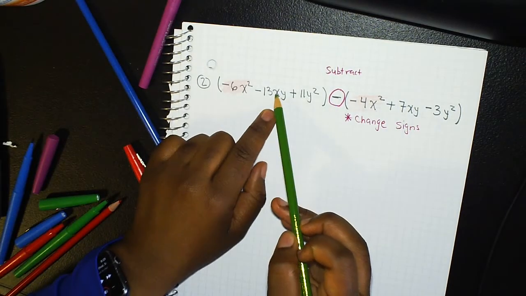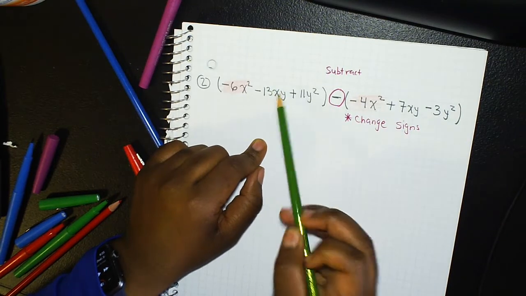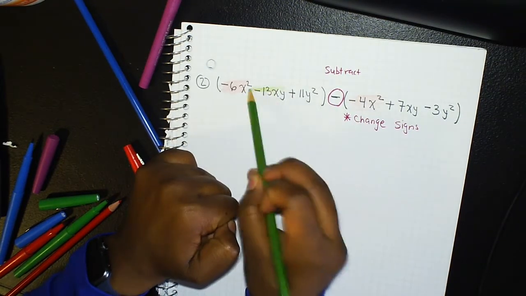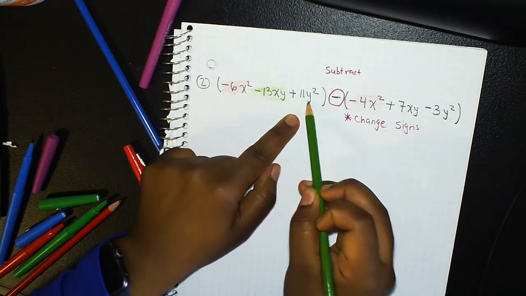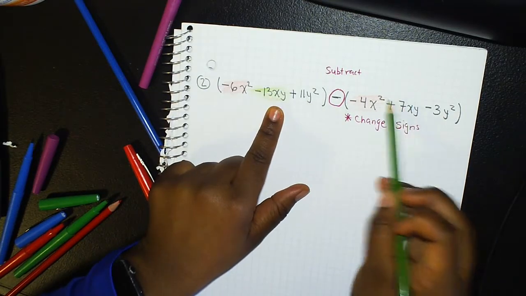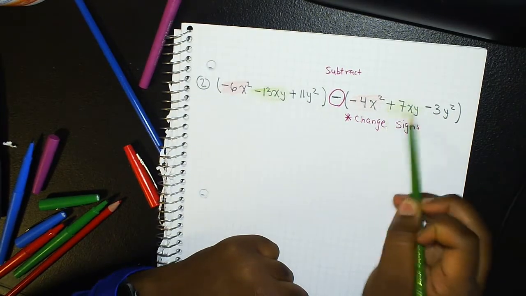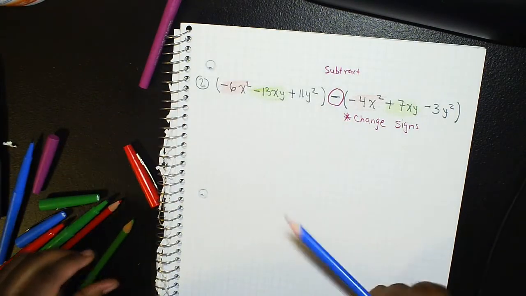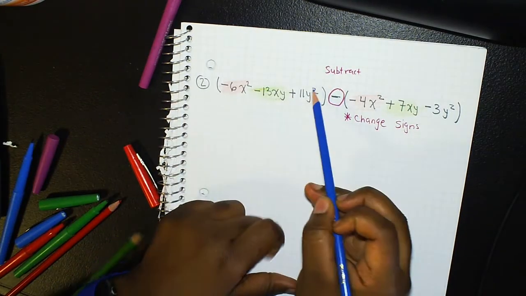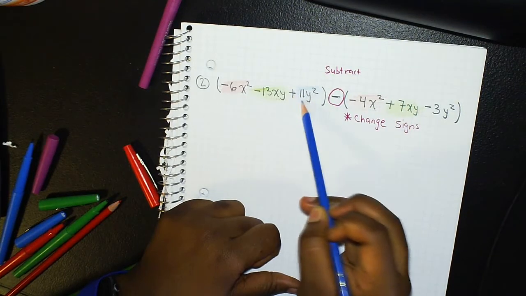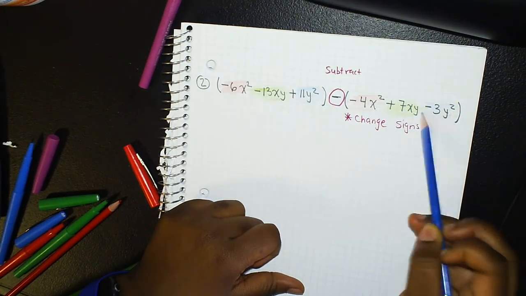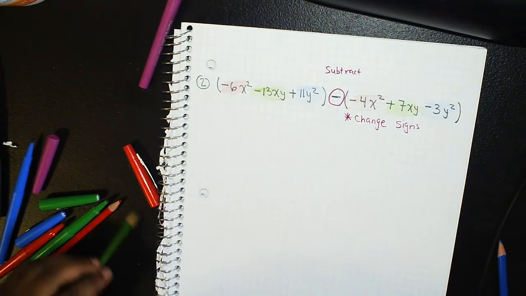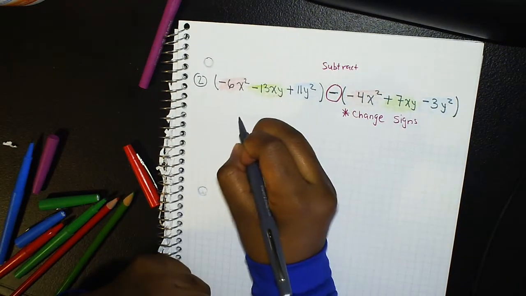The next term I see is xy. So let's go through our problem and highlight all of our xy terms. Here's another xy here. And the last one I see is y squared. So I'm going to highlight that one. Y squared. All right, now let's lay out all of our different terms.